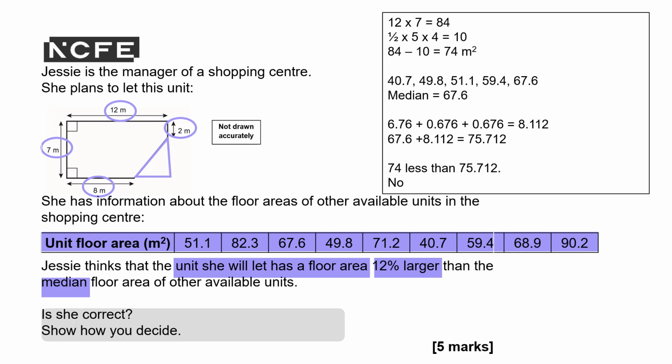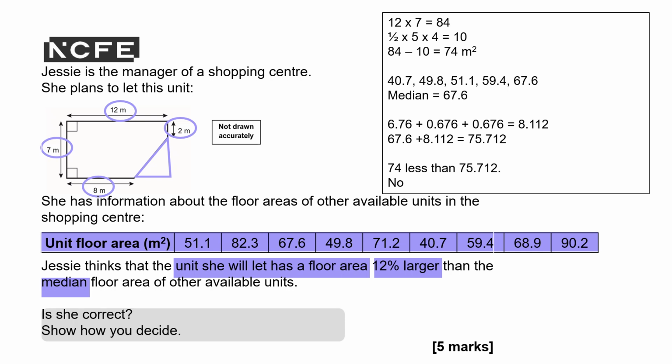This example is taken from the decoding recording that's also in the Learner Toolkit playlist that you can take a look at. So I'll read the question out and we've got an answer there. So Jessie is the manager of a shopping centre. She plans to let this unit. And we've already highlighted the key information there. She has information about the floor areas of other available units in the shopping centre. So we've got a table showing those. Jessie thinks that the unit she will let has a floor area 12% larger than the median floor area of the other available units. Is she correct? Show how you decide. So 5 marks available.